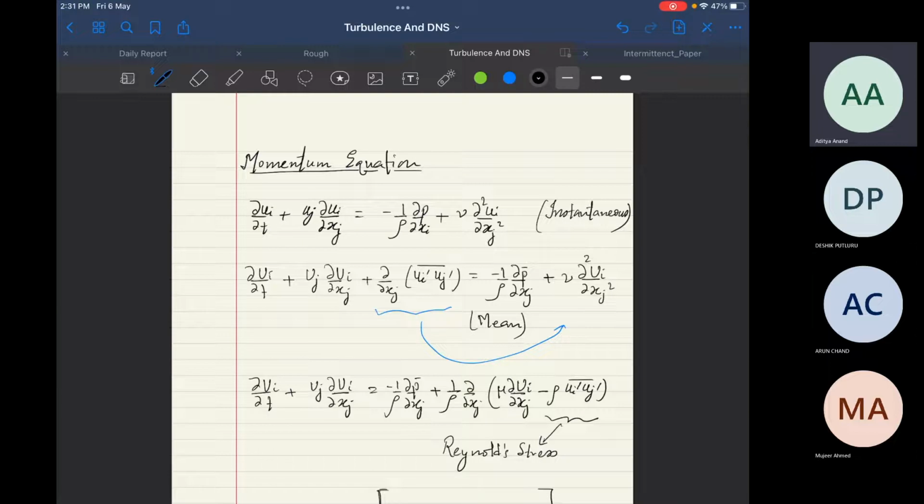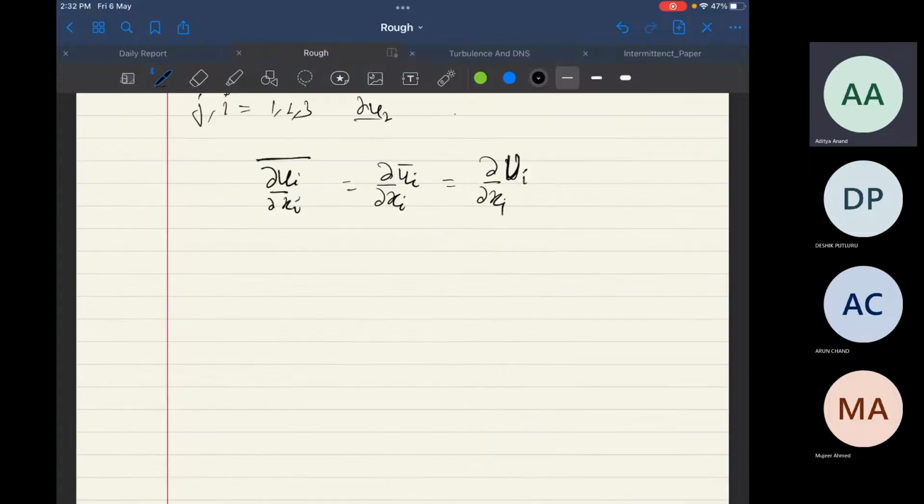Now, if you take an average of the entire equation, you'll get the equation for the mean flow, for the mean velocities. So the averaging operation is commutative, so the average will get inside the derivative operator, and you'll get the time derivative of capital Ui. For the second term here, I'll describe it here, just a minute.